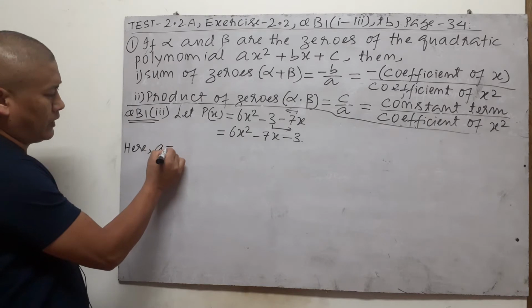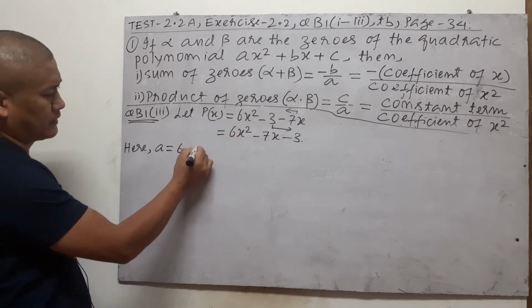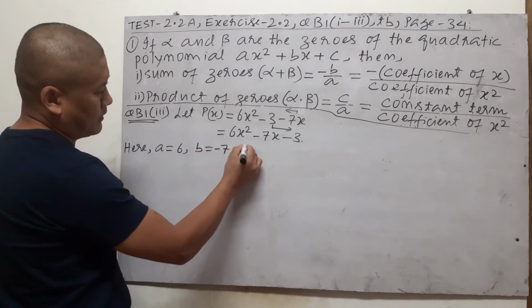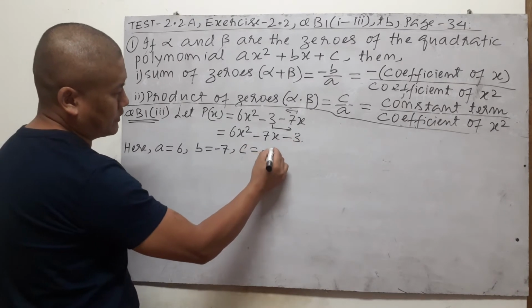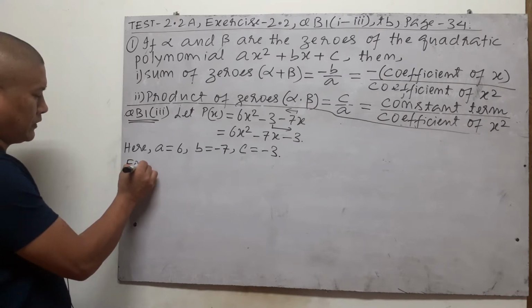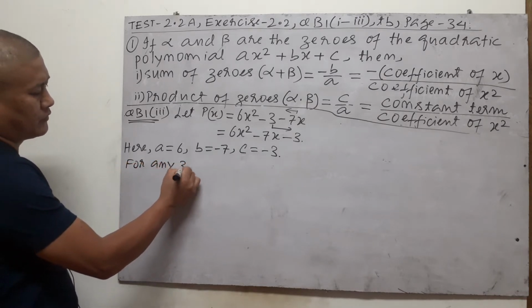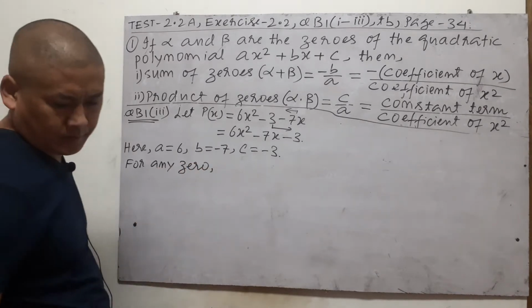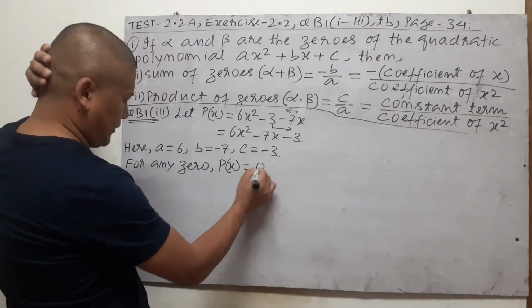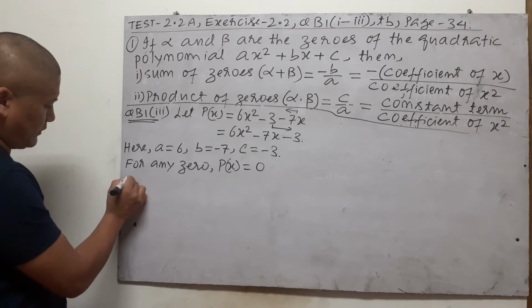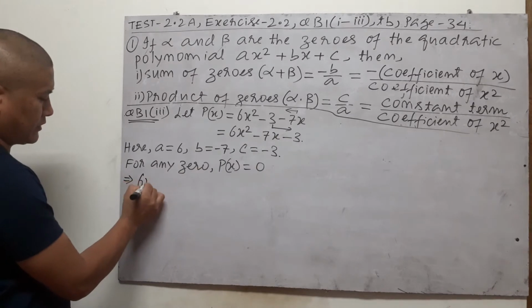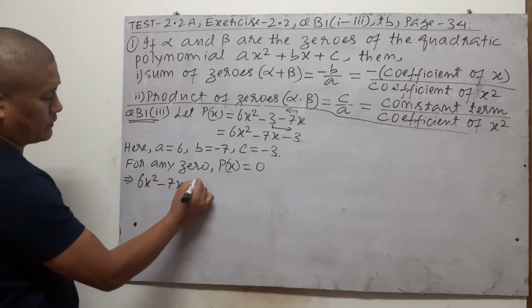So here a, which is the coefficient of x squared, is plus 6. B, which is the coefficient of x, is minus 7. C, which is the third term, the constant term, is minus 3. Having done that, now we know that for any zero, that means for any value of x here, P of x is always equal to 0. So we can write P of x, replaced by this expression, 6x squared minus 7x minus 3 equal to 0.